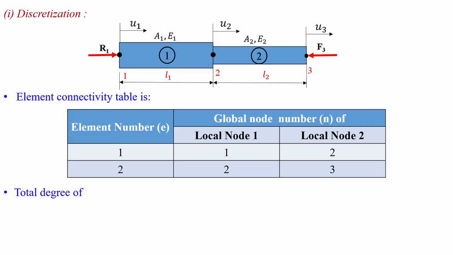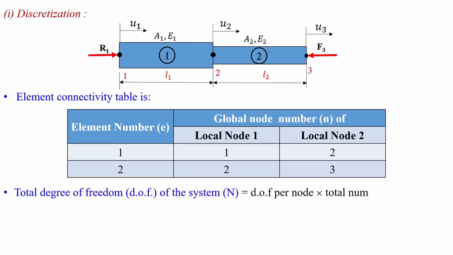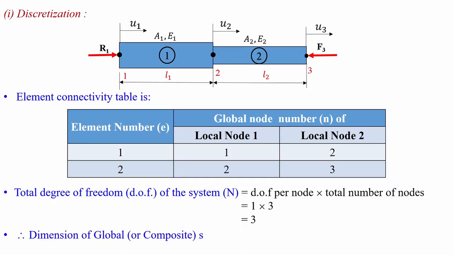So now let us compute the total degree of freedom of the system. We calculate the total degree of freedom of the system as DOF per node multiplied by total number of nodes. Since this is a one-dimensional system, we have DOF per node as 1 and total number of nodes in the system is 3. Therefore, the total degree of freedom of the system is 3, and the dimensions of the global or composite stiffness matrix will be 3 by 3.